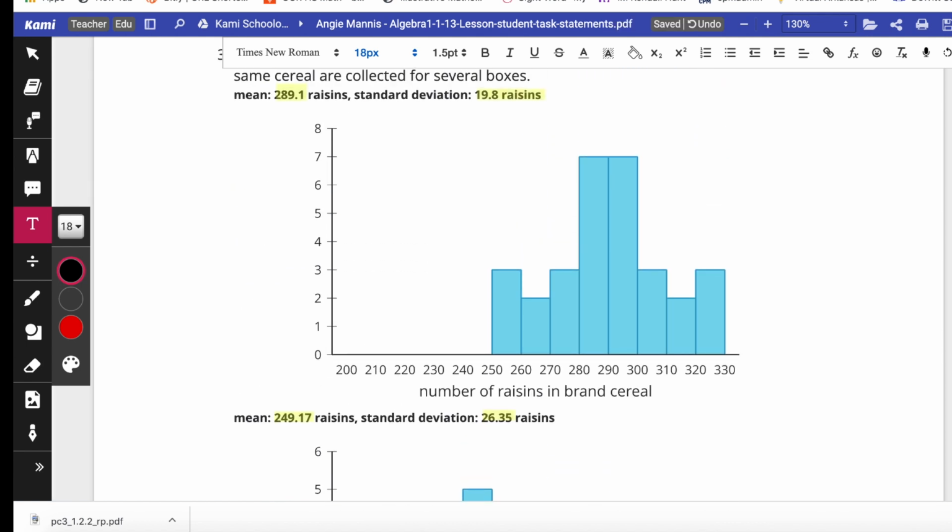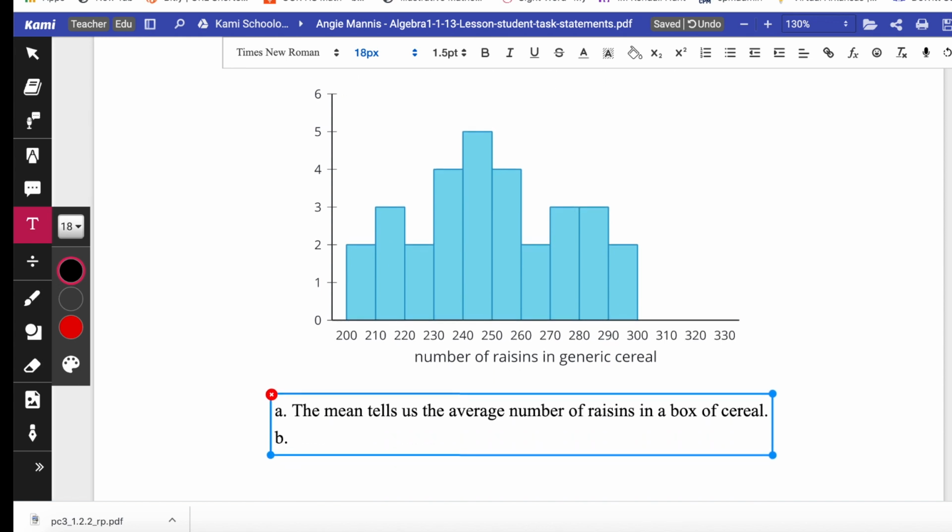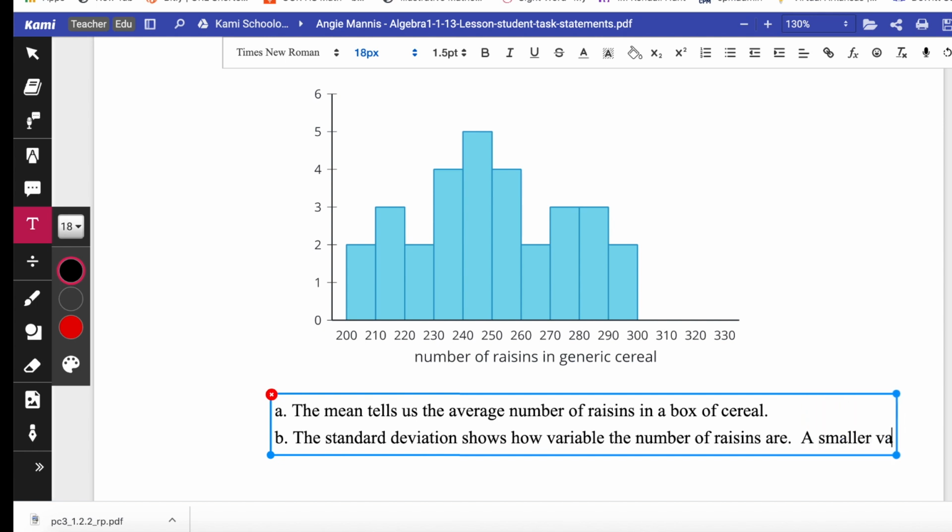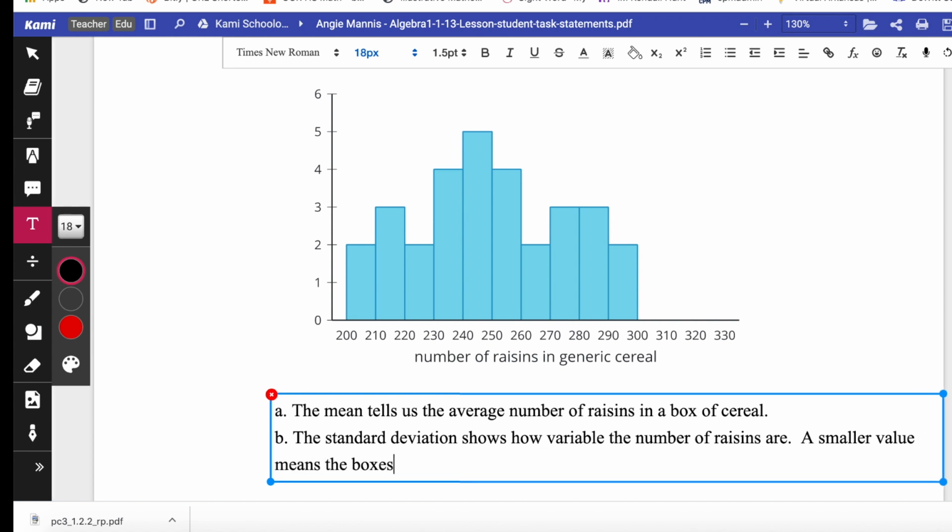The standard deviation shows how variable the number of raisins are. A smaller value, what does the smaller value tell us? Means the boxes of that type of cereal tend to be more consistent with the number of raisins in the box.